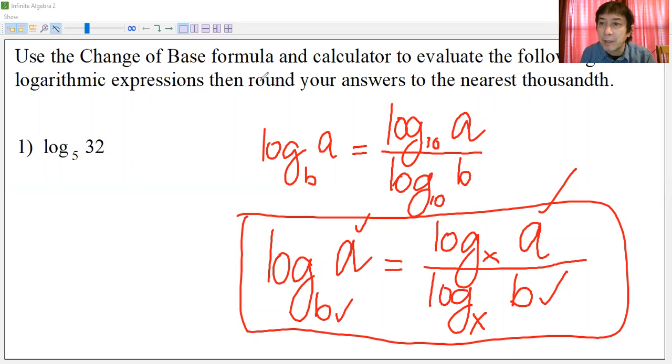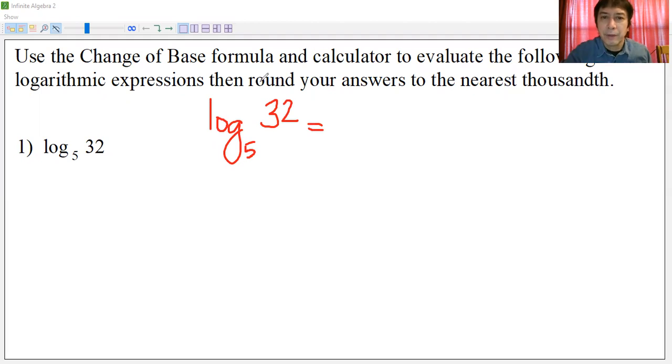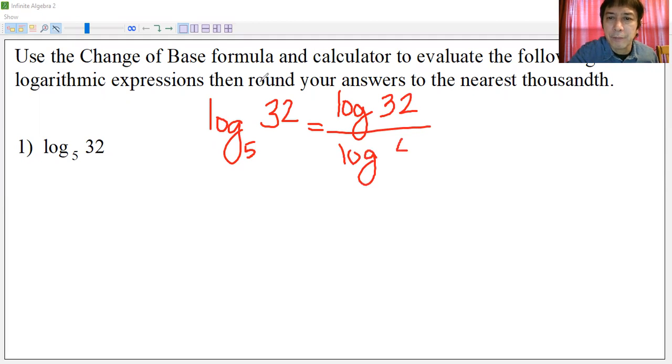Okay, and so we're going to apply this in the first number. Let me remove the formula. Let me clear the screen. So we shall start with the given. So we have here logarithm of 32 base 5. So we can make use of base 10. So this is simply logarithm of 32 divided by logarithm of 5.